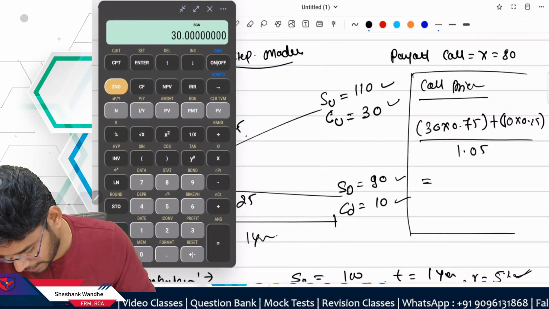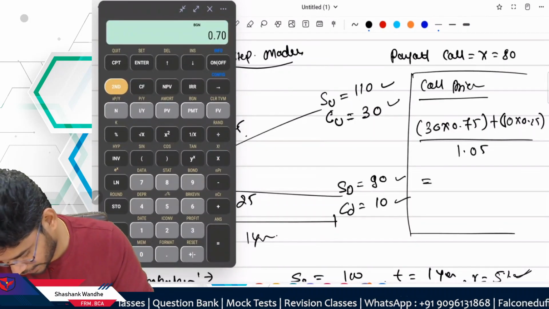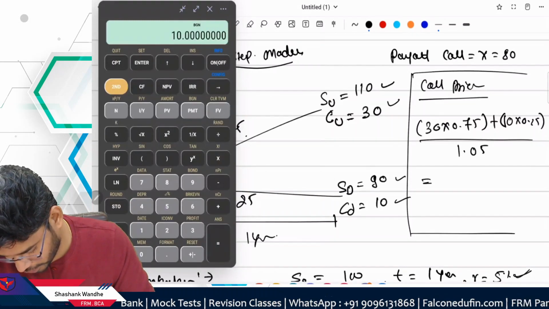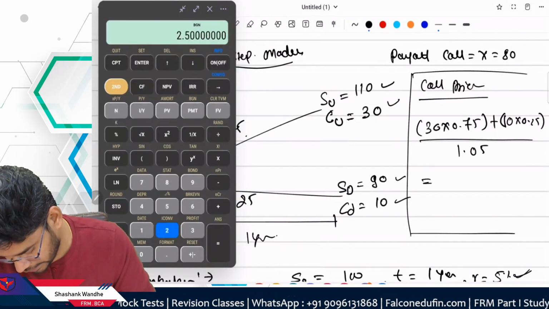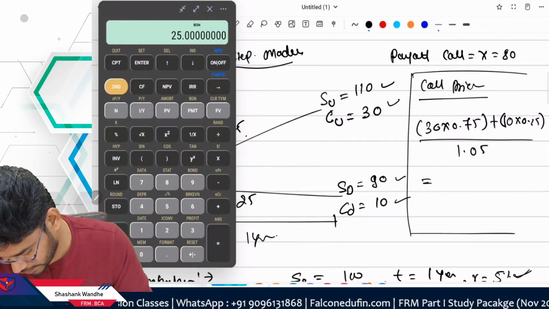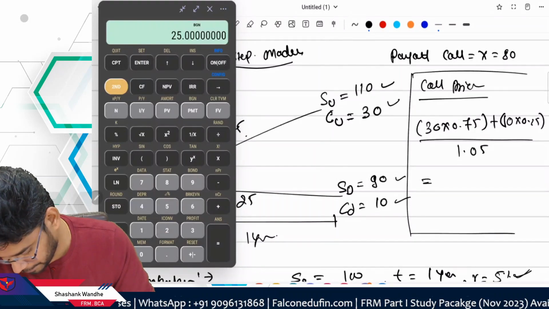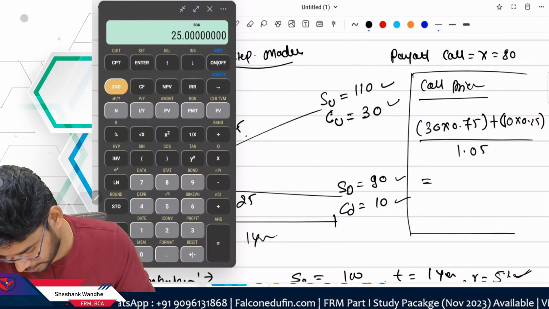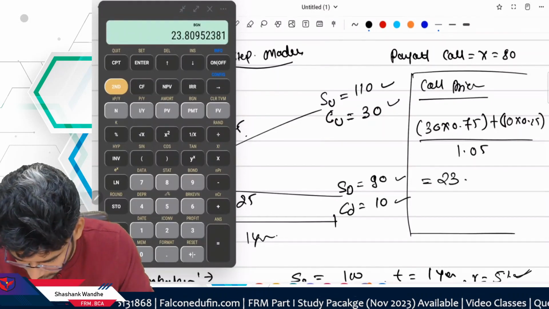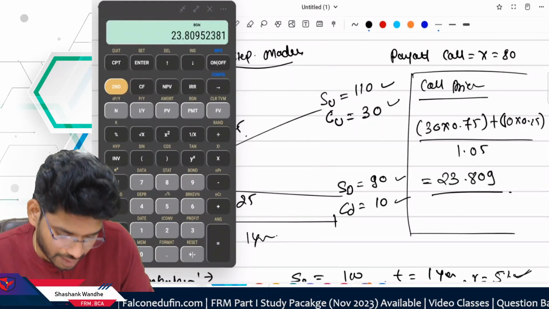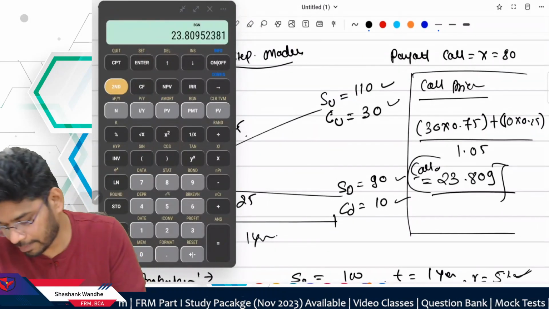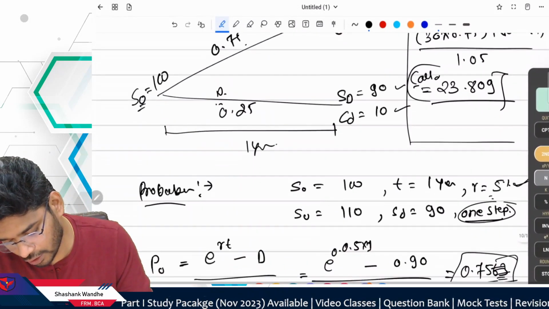So 30 multiplied by 0.75, store it in 1. 10 multiplied by 0.25, store it in 2. Recall 1 plus recall 2, whatever is the answer, store it in 3. Recall 3 divided by 1.05, the answer is 23.809. This is your call price. Fine. This is a one-step binomial model. Then let's see the two-step binomial.